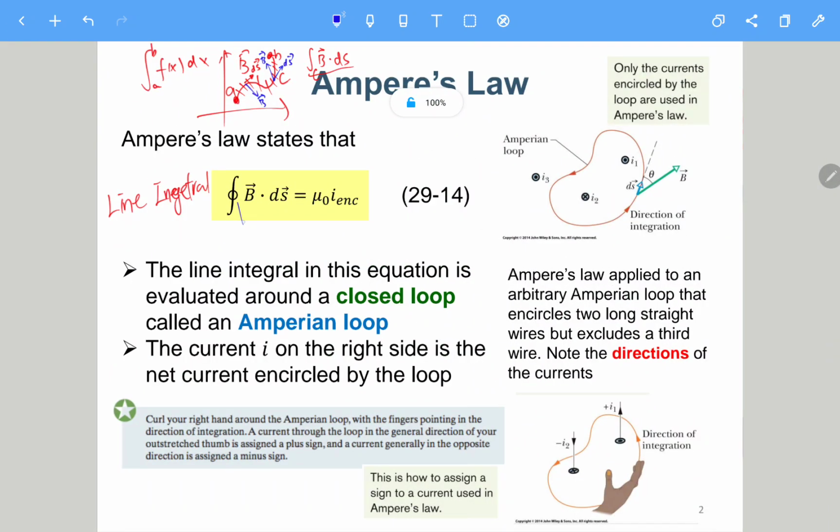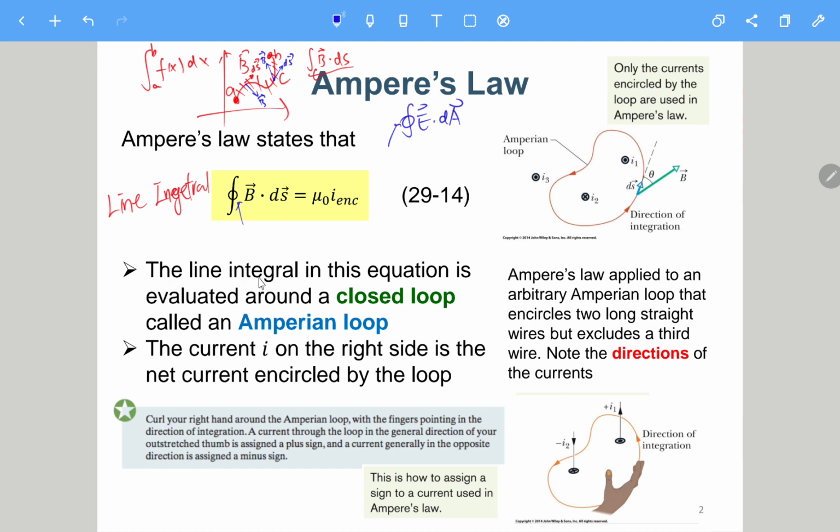And here, if we have this circle, similar to Gauss's law, where the integration of E dot dA with a circle means the surface is closed, here it means that the path is closed. So it forms a loop like this.